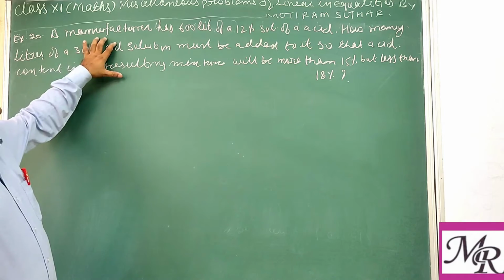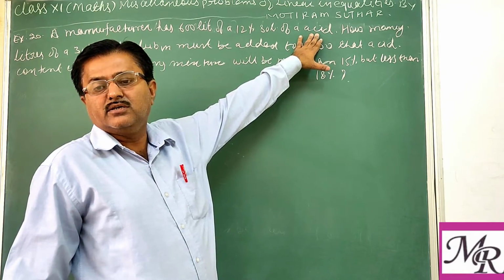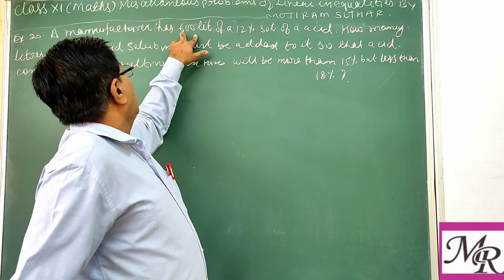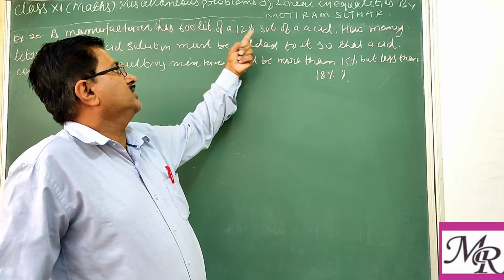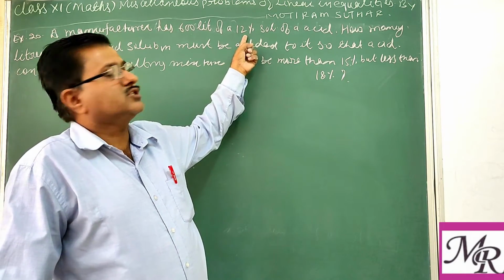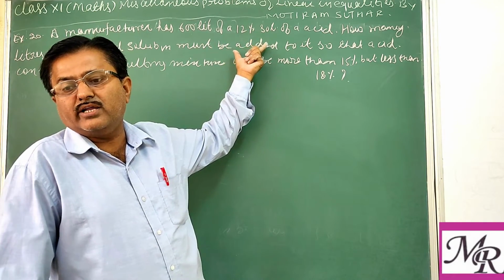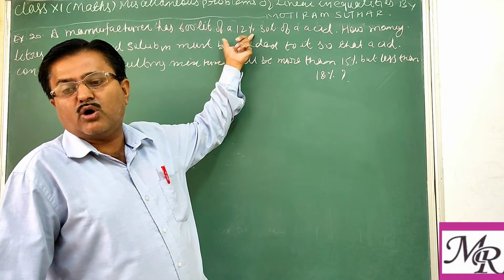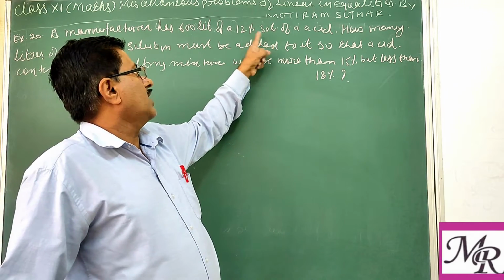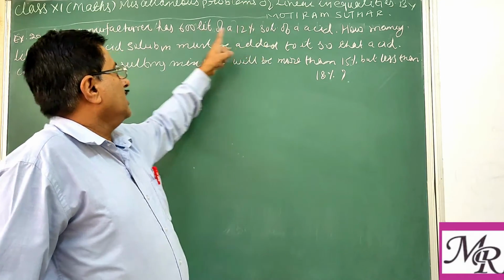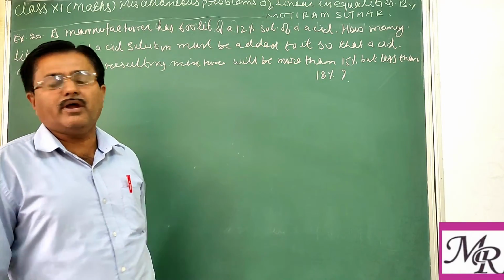Like suppose a manufacturer has 600 liter of a 12% solution of acid. The total quantity of the solution is 600. But out of 600 there is acid only 12%. This solute is 12%, remaining is the solvent. In solution you know that there are two types of components. One is a solute which is to be dissolved and other is a solvent inside which the solute is dissolved. Clear? So a manufacturer has 600 liter of 12% solution of acid.